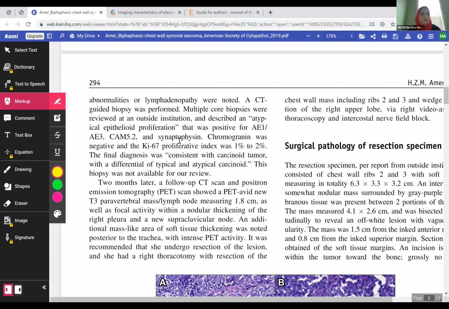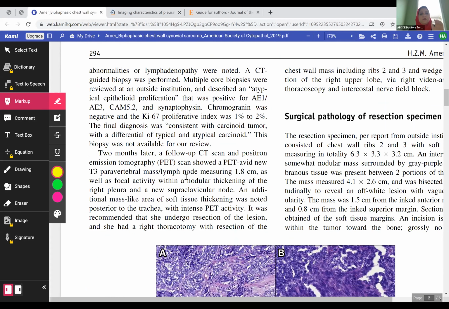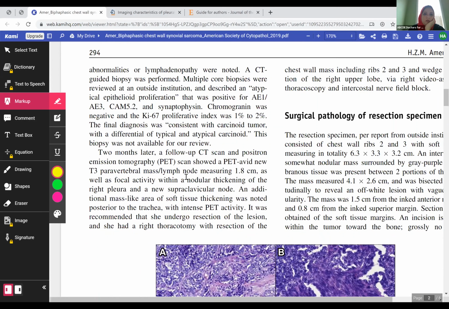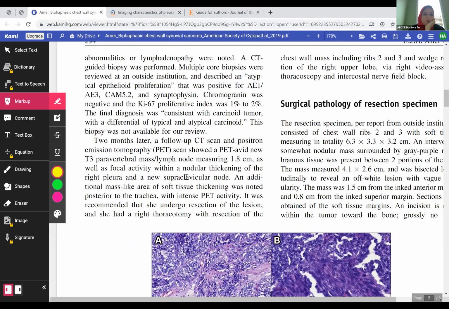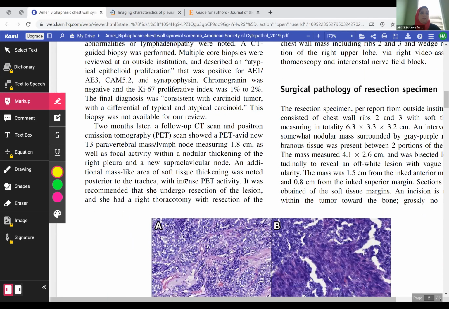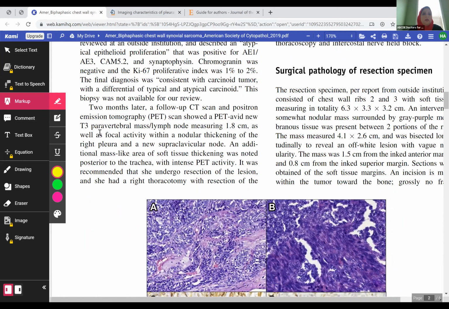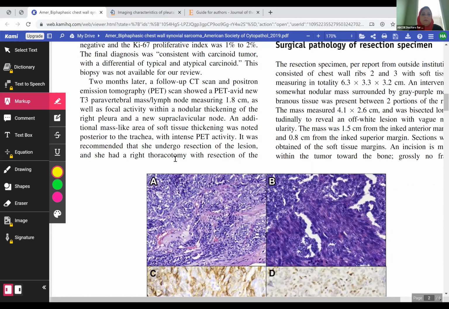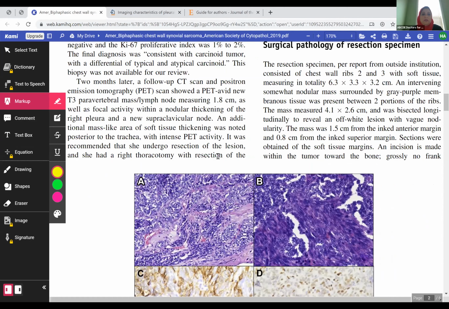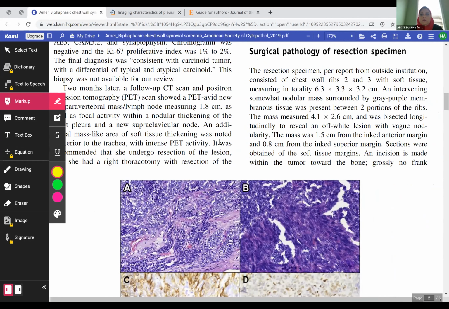Most likely what threw it off was the positive synaptophysin, maybe, and also because it wasn't expected as much. Chest wall synovial sarcomas, carcinoids would probably be a little bit more common. I'm not really sure. Either way, I've put in what they found, and I'm continuing the story. The story continues. Two months later, follow-up CT saw metastases as well as a new lymph node with PET activity.